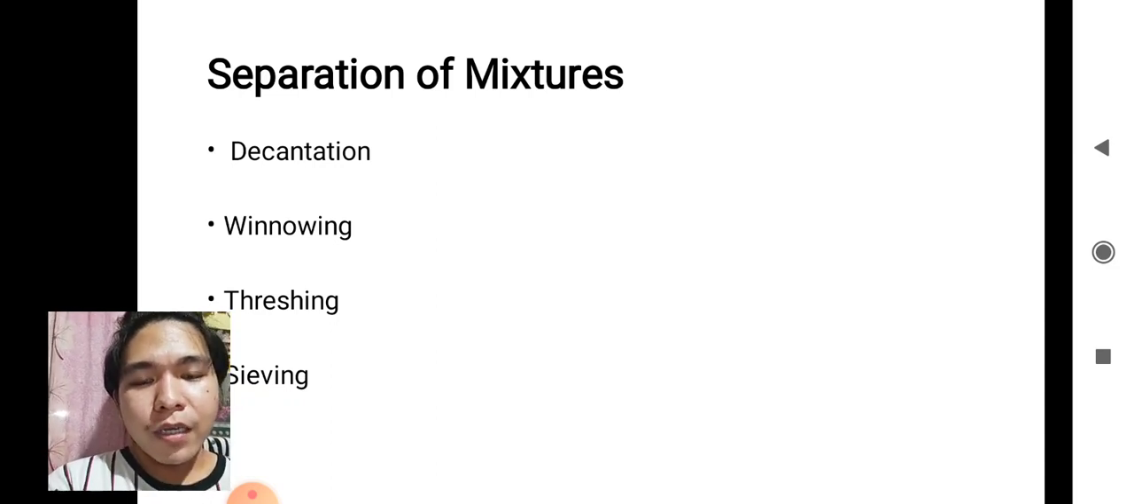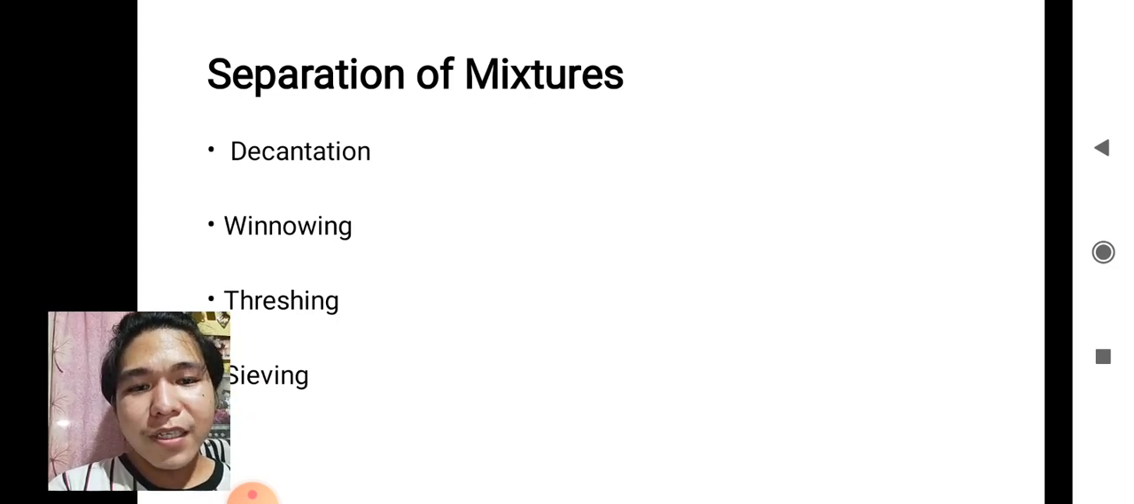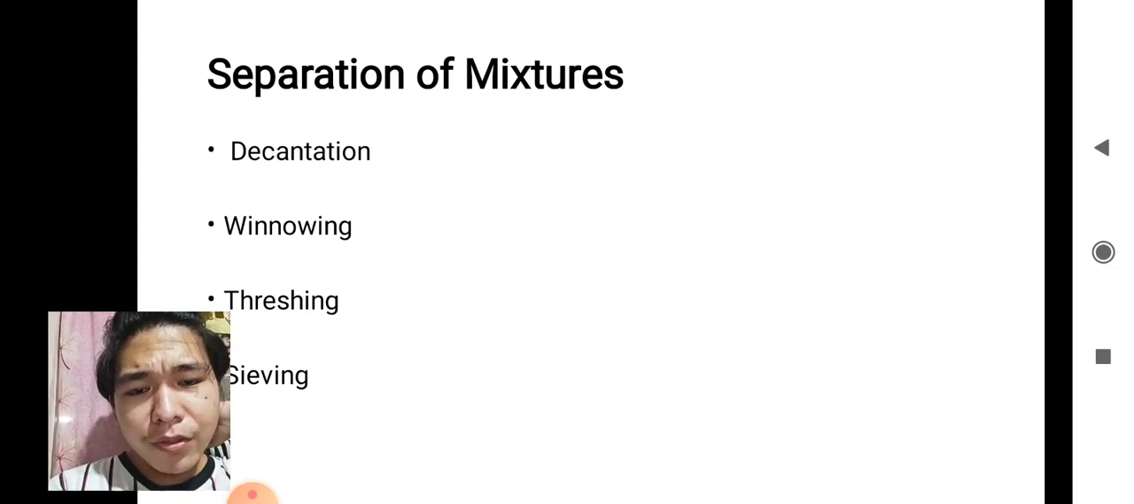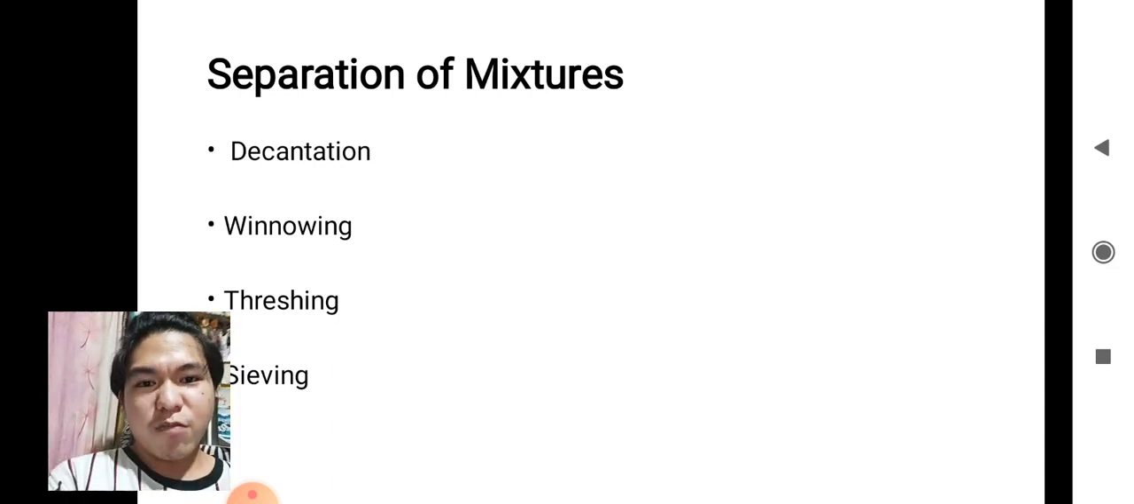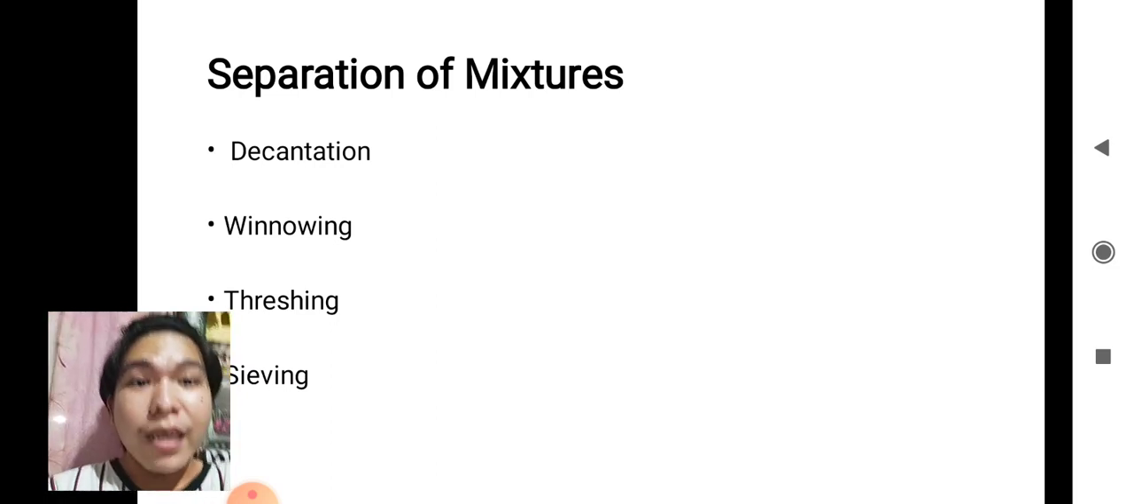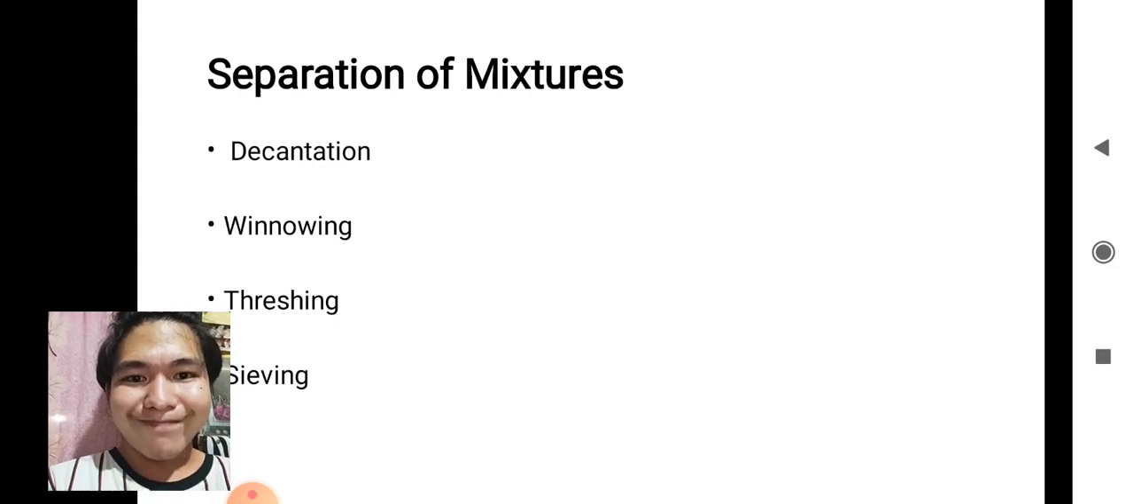Next, sieving. For example, yung sinala mo, yung salaan, hindi yung filter paper, yung may mga butas-butas lang. For example, nagmix ka ng bato at buhangin at gusto mong i-separate ang buhangin at bato. Gagamit ka ng salaan. So we call that one as a process of sieving.